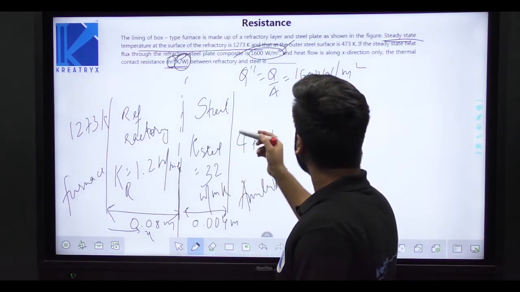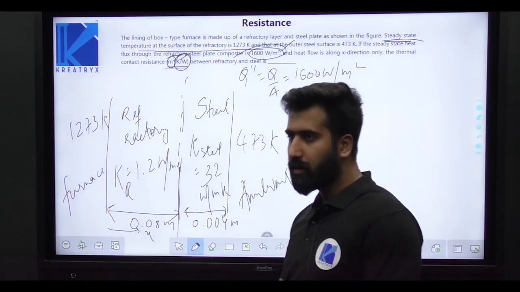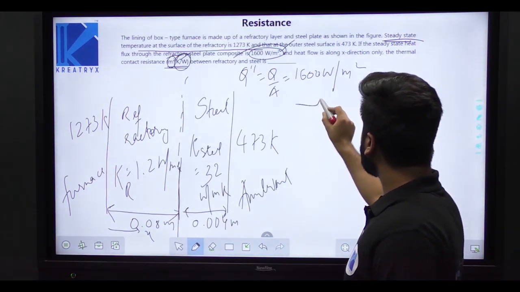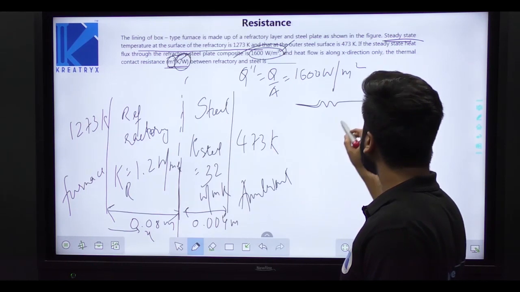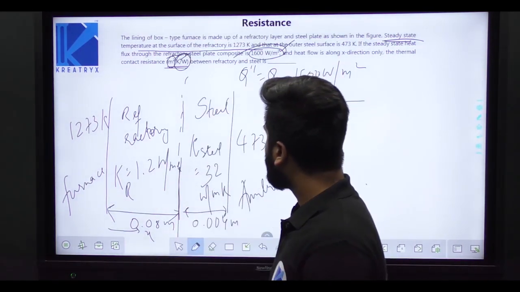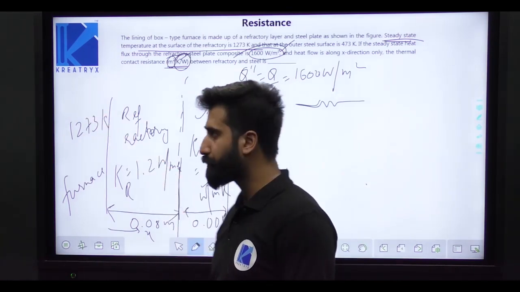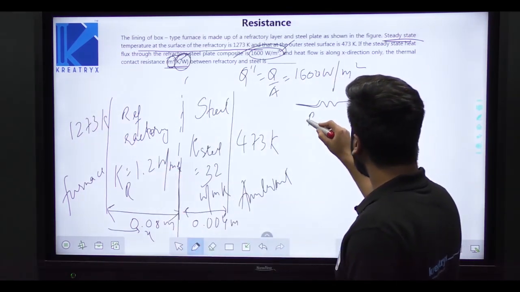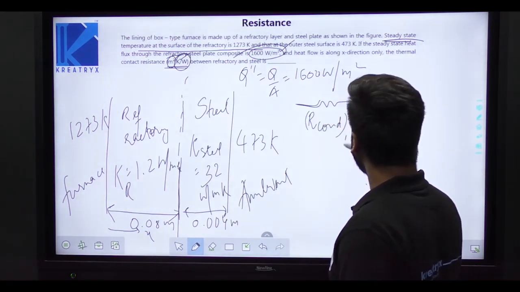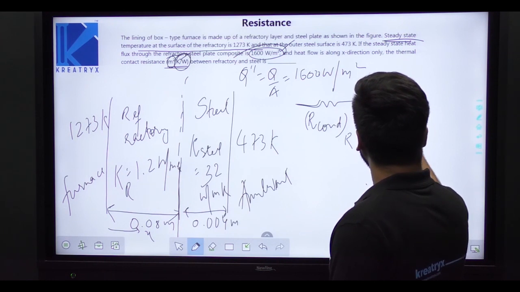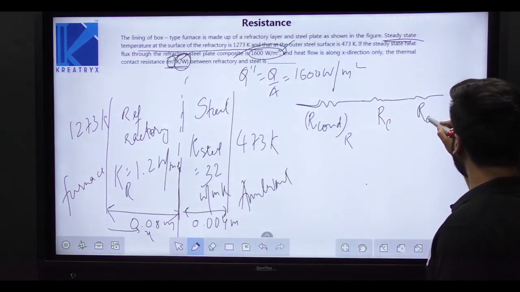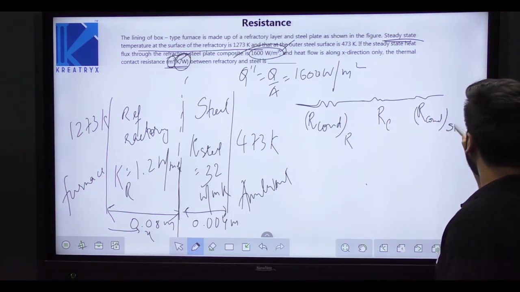Temperature difference is given, flux is given. All you have to draw is the resistance circuit diagram. Get the answer. So in the resistance circuit diagram, no heat transfer coefficient is given, so we will assume no convective resistance here. Okay. So this is conduction resistance offered by refractory. This is contact resistance, and this will be conduction resistance offered by steel.